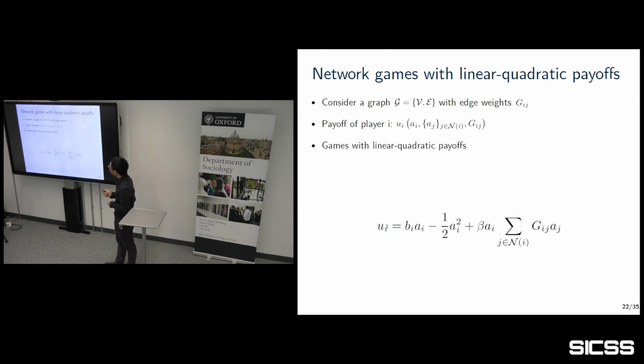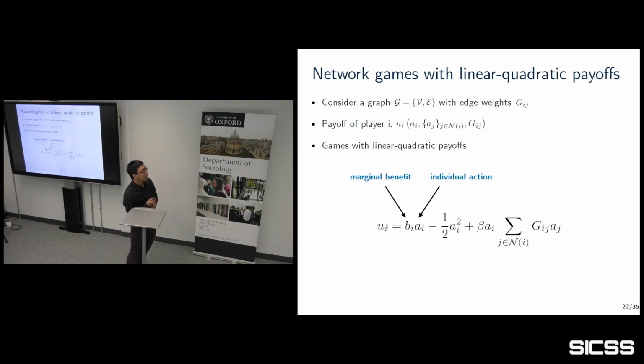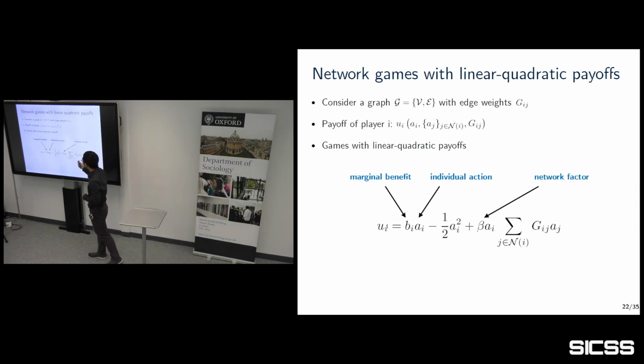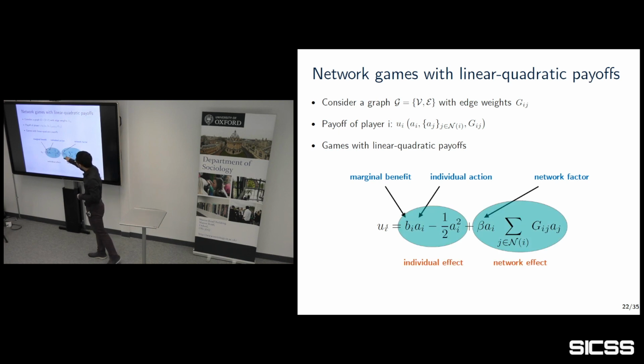So one particular formulation of the payoff is this linear quadratic model. It's quite easy to understand. Here we have individual actions, a_i, and then we have this marginal benefit, b_i, which basically decides, independent from the others, if I increase my action, how much benefit I will get. Then we have this network factor beta in front of this term. So this term we can basically think about as a_i times the summation of the neighbors' actions.